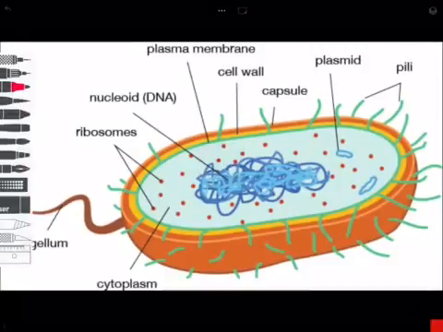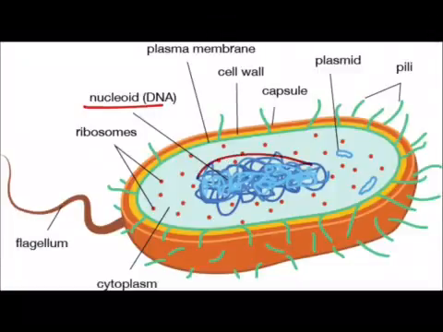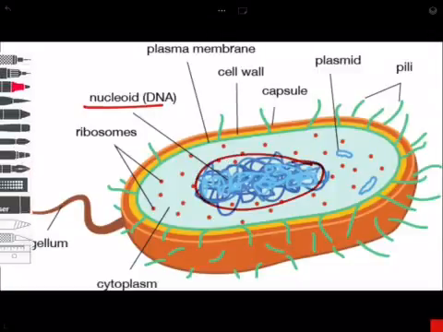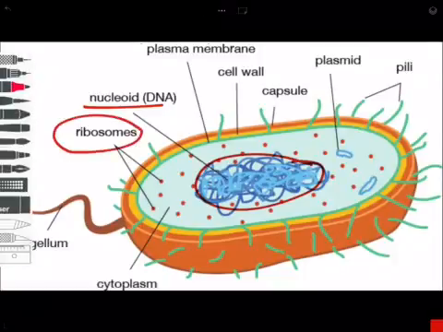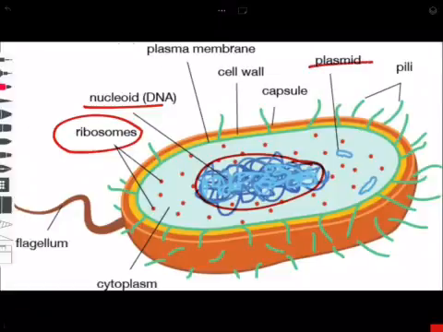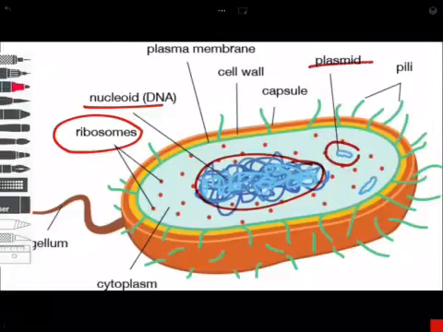Here is a diagram of a bacteria, which is a prokaryote cell. Here is the nucleoid, which is where the DNA is concentrated and floats. Here are ribosomes, which are depicted in red in this diagram. Here is a plasmid, which is genetic material unique to the bacteria, but is not in the nucleoid.